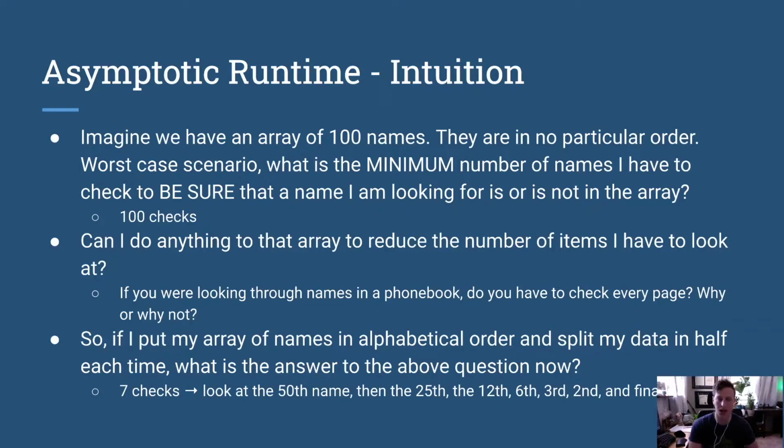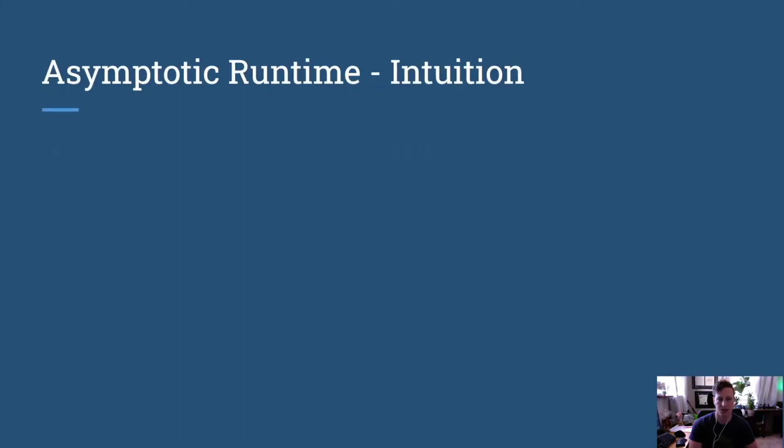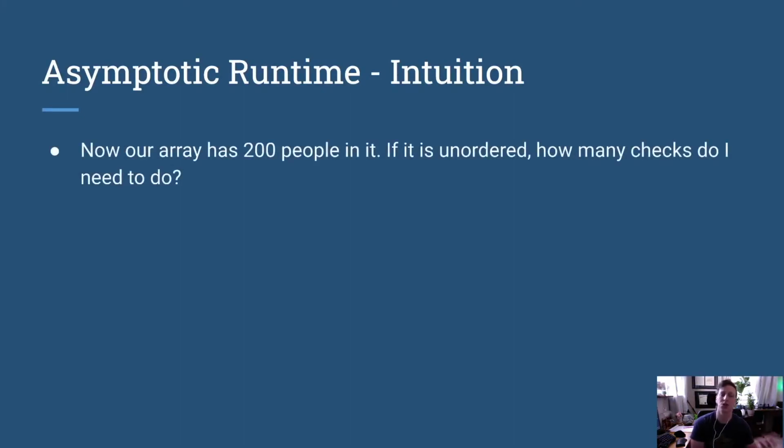So I kind of answered the question for you already that we're about to ask, but let's go ahead and just do it anyway. So if our array now has 200 people in it and it's unordered, how many checks do I need to do? And a quick pause if you want to. And the answer is 200, right? I have to look at everybody. If it's unordered, I have to look at everyone and see if that person's in the array or not. However, if I sort my array and do this phone book search method on it, how many do I have to do? Remembering that I did 7 before.